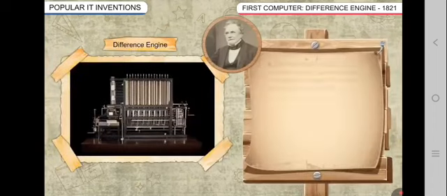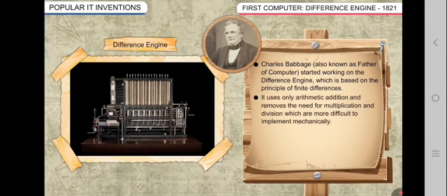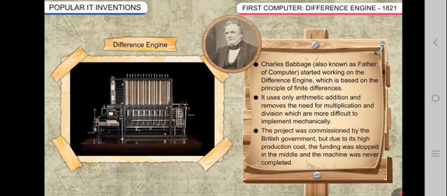Pascaline. In 1641, Blaise Pascal invented the first mechanical calculator, the Pascaline. It consisted of a rectangular box with movable wheels. It could be used for basic arithmetic operations, just like a calculator, but could handle up to 1000 digits.